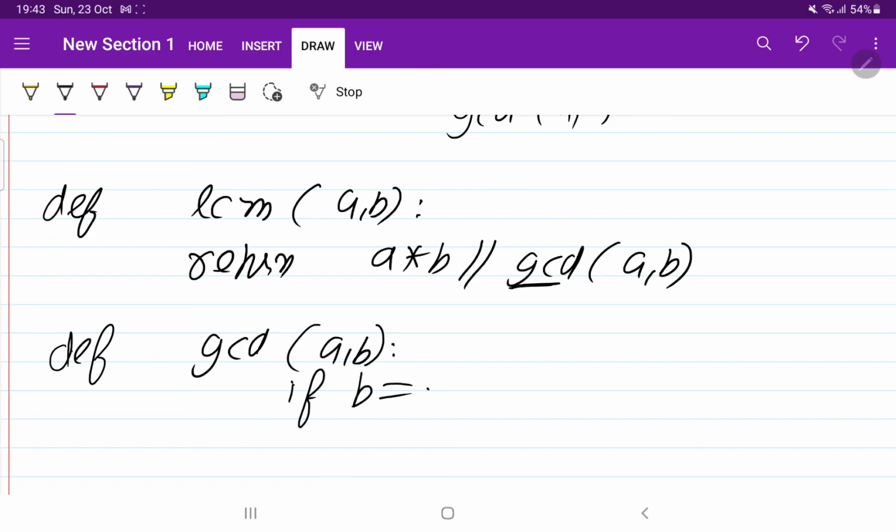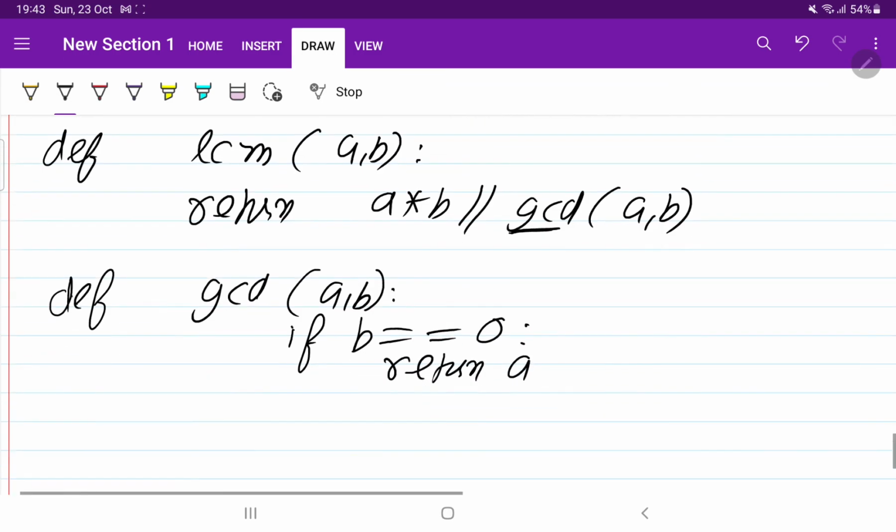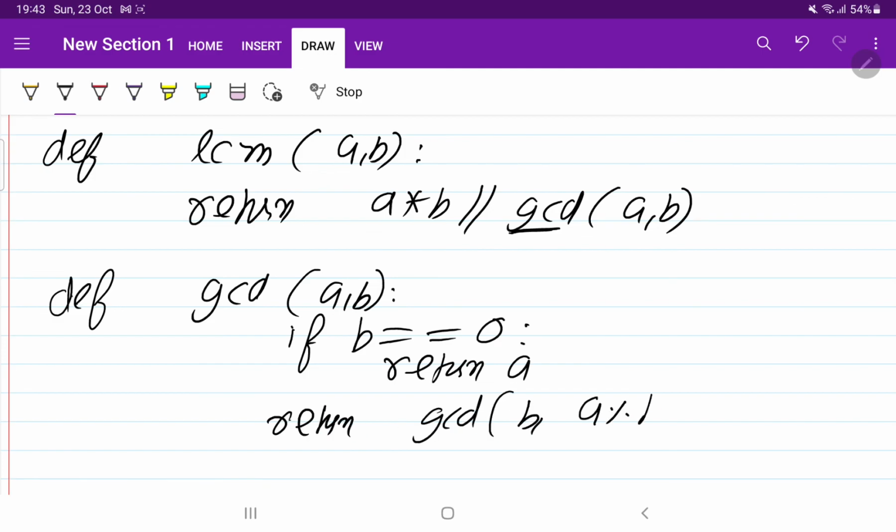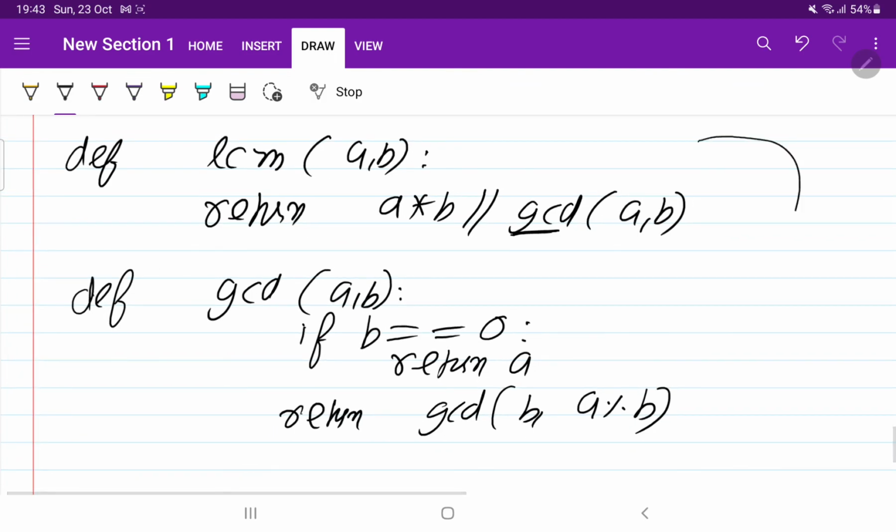If B is equal to 0, what have we done? We have returned A. Otherwise, what have we done? We have returned GCD of B and A modulo B. So this is the logic that will work if you need to find the LCM of numbers. So this is the optimized approach to find the LCM, right? One was the other approach.